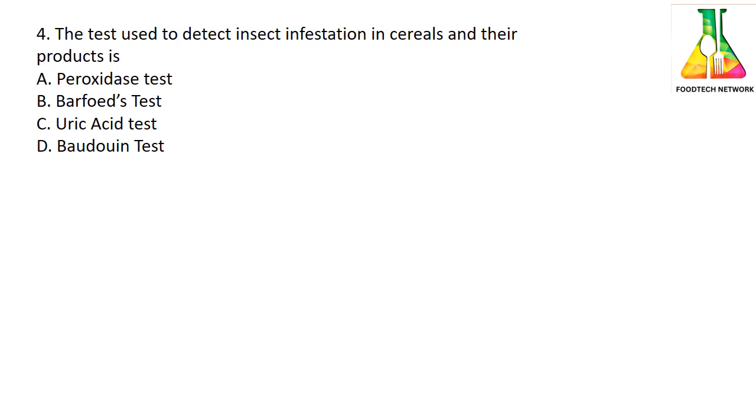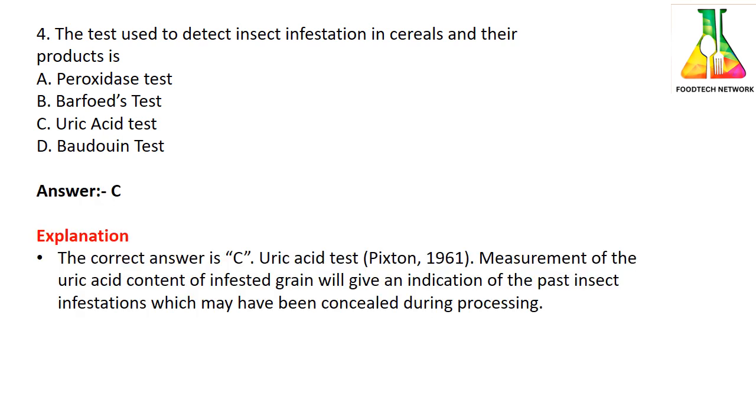The test used to detect insect infestation, or you can say deterioration, in cereals and their products is: option A, peroxidase test; option B, Barfoed test; option C, uric acid test; and option D, Bodin's test. Option C, that is uric acid test.